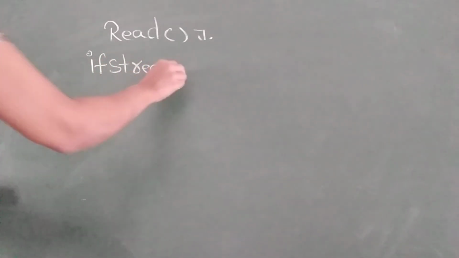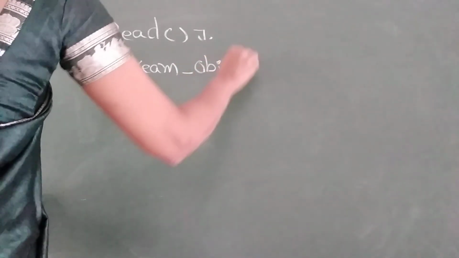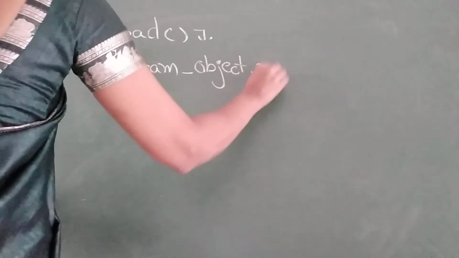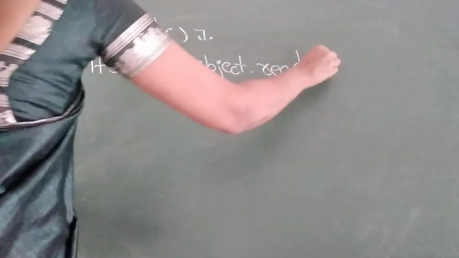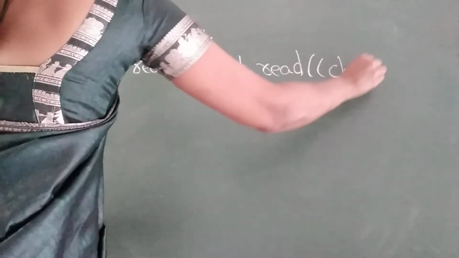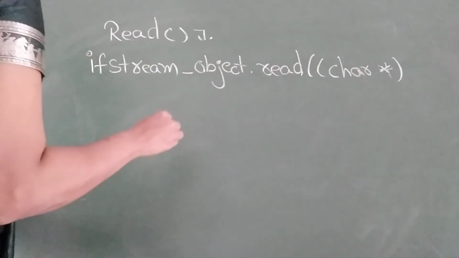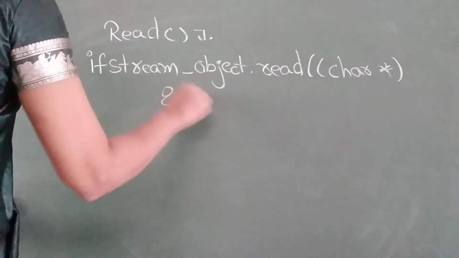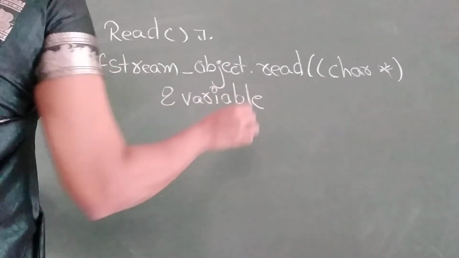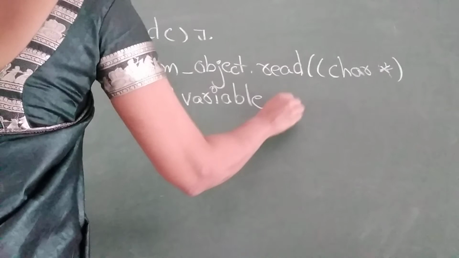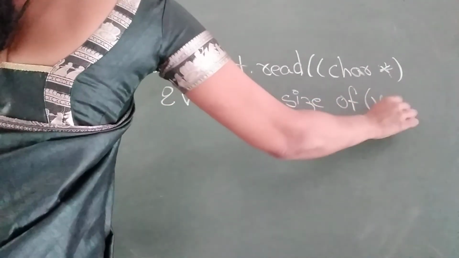ifstream object dot read, char asterisk. I told you that in that also it is there. Char asterisk ampersand variable, size of variable. All are similar. If you write all of the syntaxes in one place, you will feel it is easy.